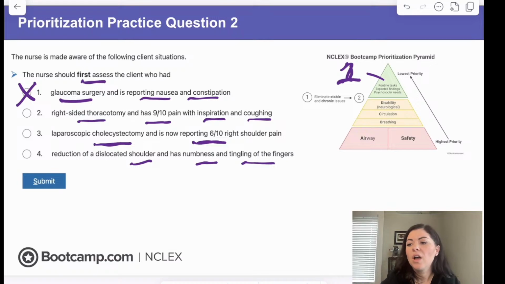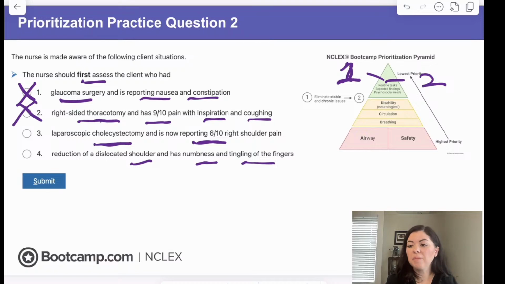So option 2, right-sided thoracotomy with 9 out of 10 pain with inspiration and coughing. So if y'all recall, that thoracotomy is just an incision in the chest wall, and post-operatively, these clients typically have severe pain. That's why we have to watch them very closely for post-operative complications, because it's very painful for them to cough and take deep breaths. So they're at risk for atelectasis, pneumonia, that type of thing. But it is an expected finding after the surgery. The client, once again, typically has very severe pain. So that's also an expected finding.